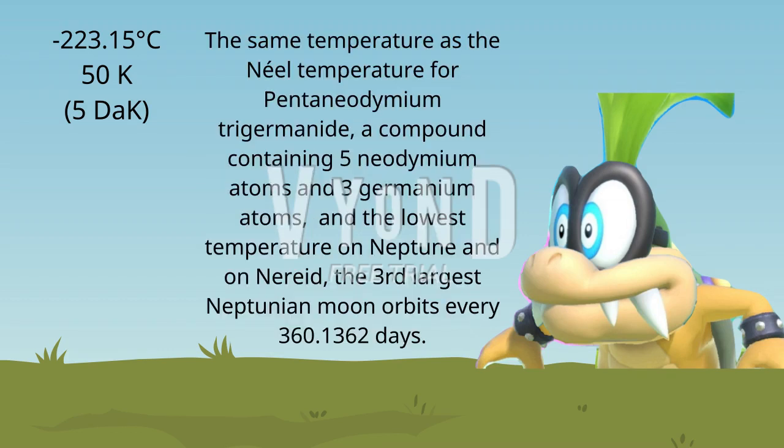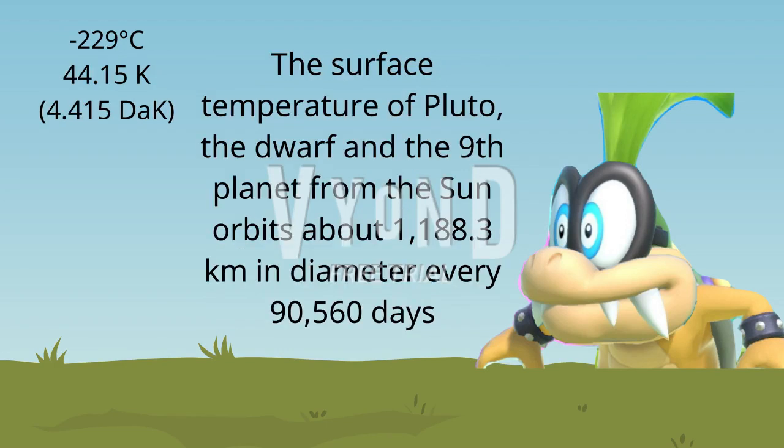The same temperature as the Néel temperature for pentaneodymium trigermanide, a compound containing 5 neodymium atoms and 3 germanium atoms, and the lowest temperature on Neptune and on Nereid, the third largest Neptunian moon, which orbits every 360.1362 days. The surface temperature of Pluto, the dwarf and the ninth planet from the Sun, about 1,188.3 kilometers in diameter, which orbits every 90,560 days, is at minus 229 degrees Celsius, or 4.415 decakelvins.